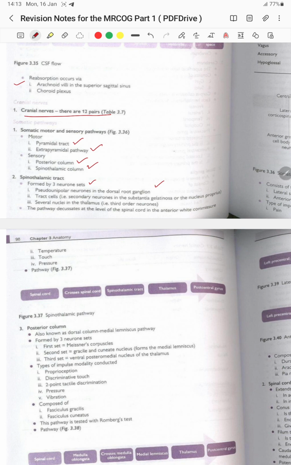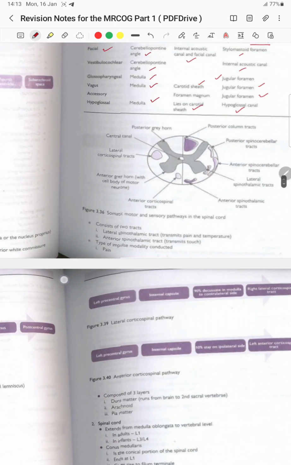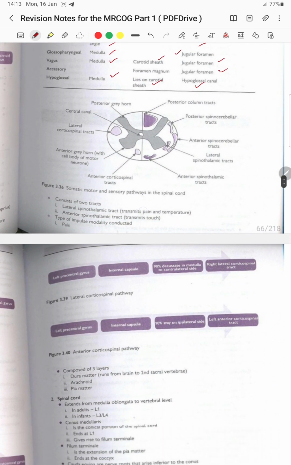Tract cells, they are the secondary neurons in the substantia gelatinosa on the nucleus proprius. There are several nuclei in the thalamus, and the pathway decussates at the level of the spinal cord in the anterior white commissures. Here it is the diagram of the somatic, motor and the sensory pathway in the spinal cord.